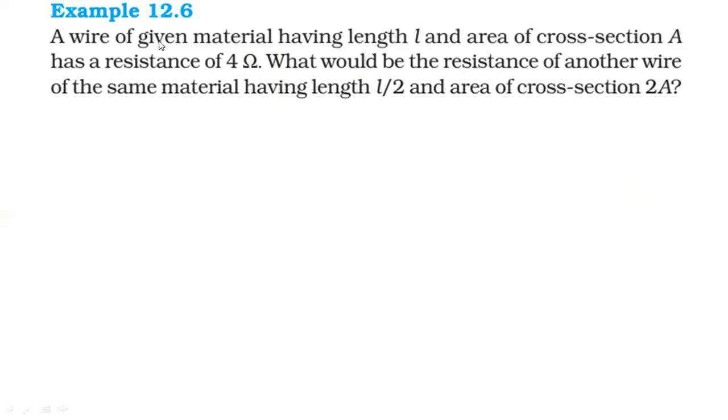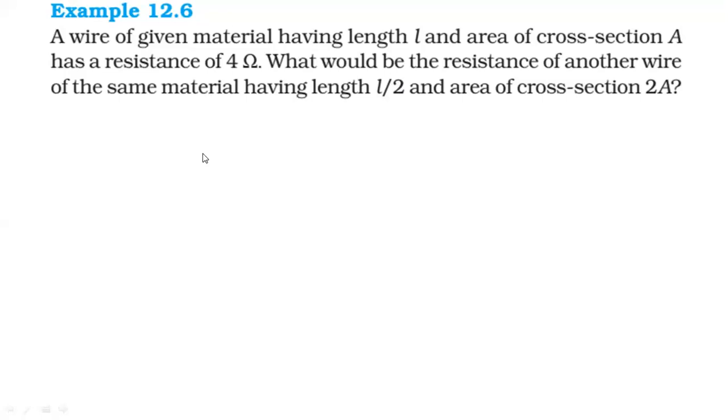They are saying a wire is of a given material, with length L and area A. The value of the resistance is 4 ohm. Now they are saying that if it is the same material, and the length is decreased by half, so it becomes L by 2, and the area is doubled, what would be the new resistance?